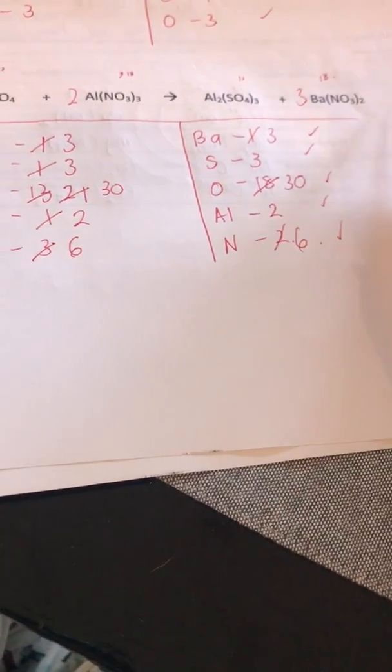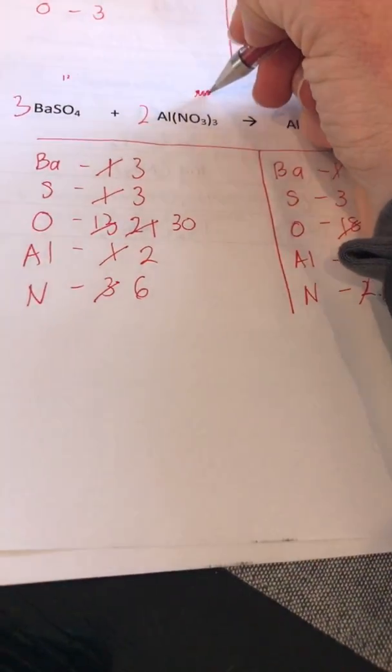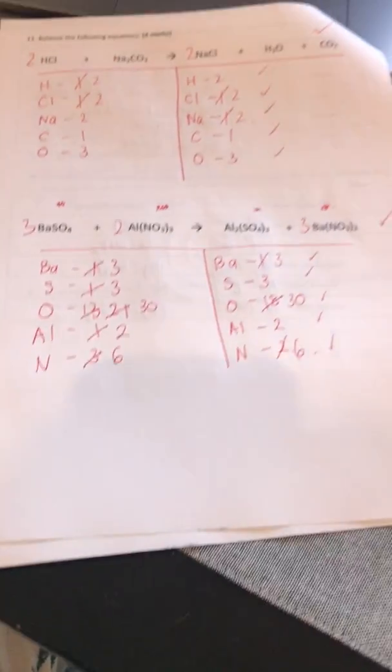3, 3, 30, 2, 6. I would get rid of those little numbers that I use for working because they're not part of the balanced equation. And that is the hard one.